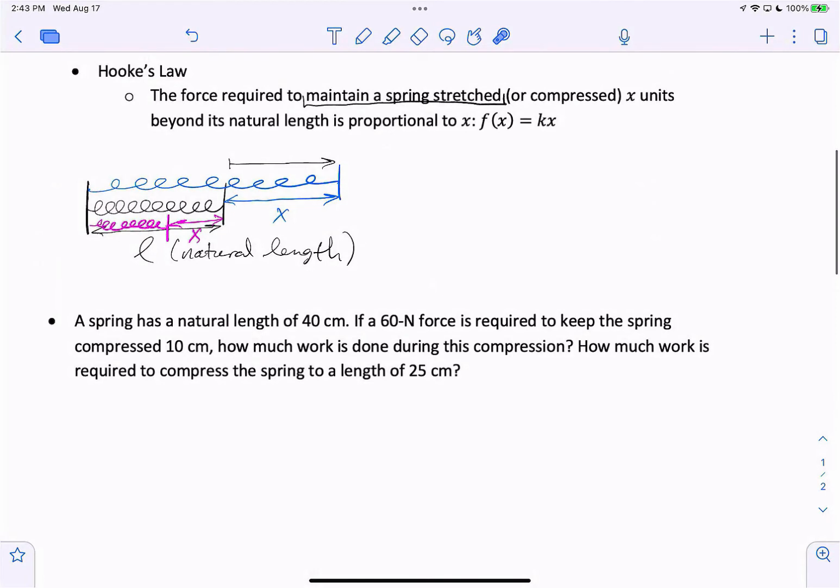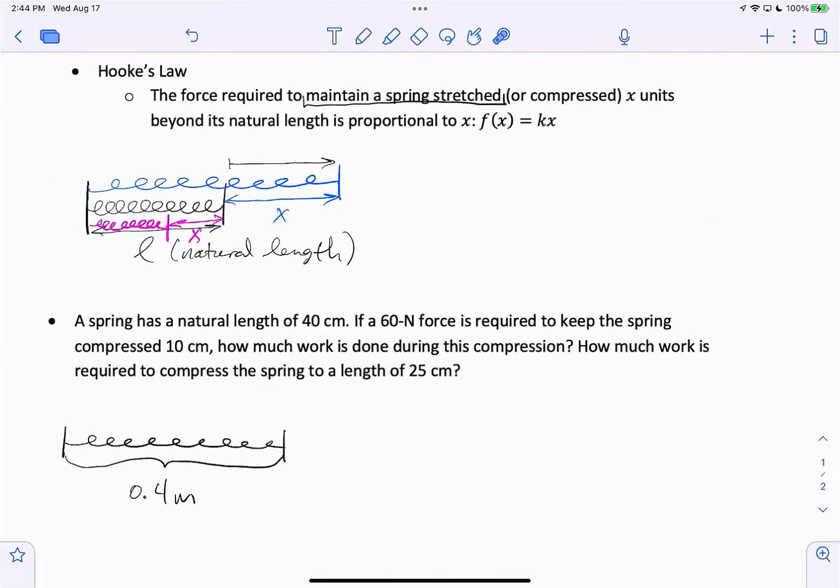Hey, let's look at a problem. A spring has a natural length of 40 centimeters. A 60 newton force is required to keep the spring compressed 10 centimeters. And the question is how much work is done during the compression. This one doesn't necessarily need a picture, but I'm going to draw one because I want to set this up for kind of a general process. So we have here a natural length of 40 centimeters, but we said the unit of distance in the metric system is meters. So I'm going to call that 4/10 of a meter.